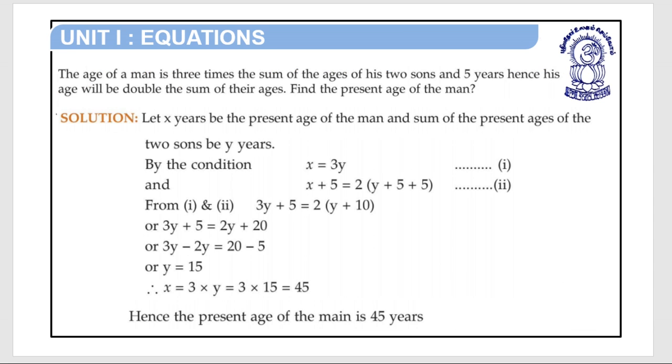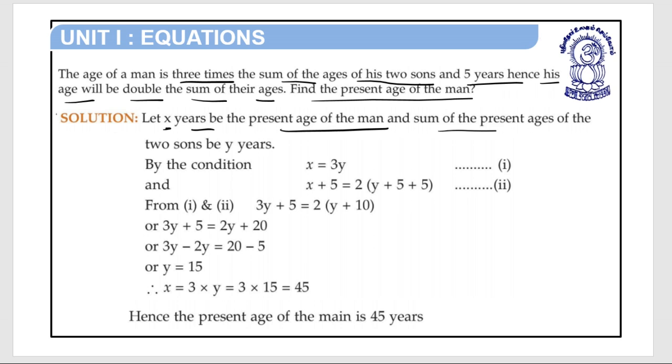Next, the age of a man is 3 times the sum of the ages of his 2 sons. And 5 years hence his age will be double the sum of their ages. Find the present age of the man. Consider x years to be the present age of the man and the sum of the present ages of the 2 sons taken as y years.